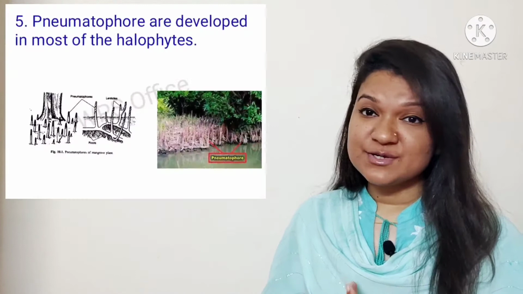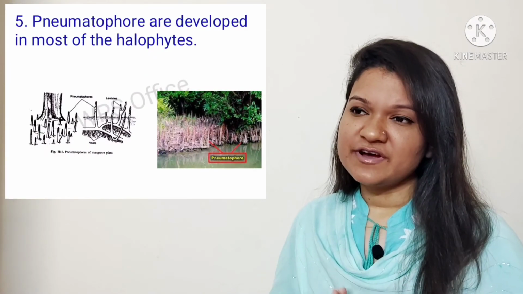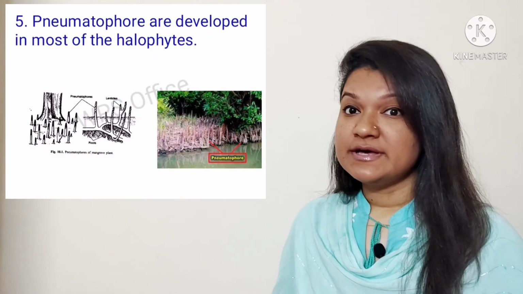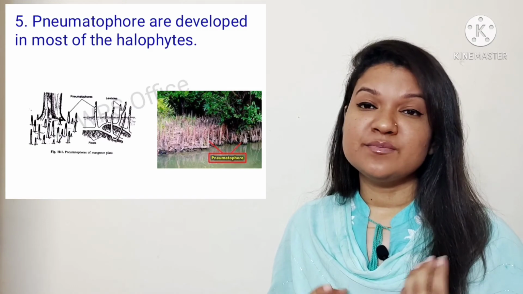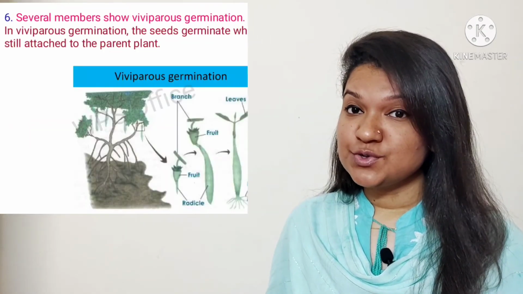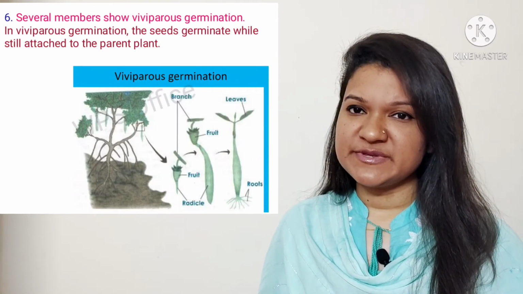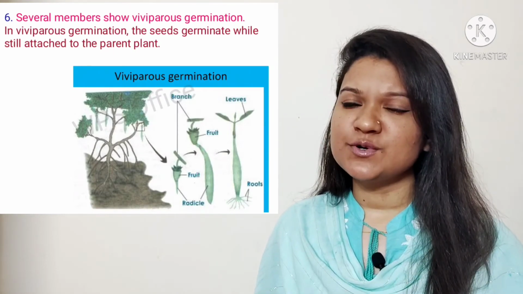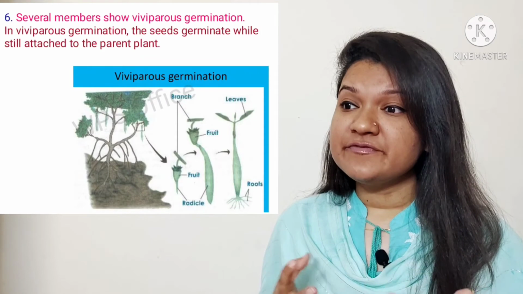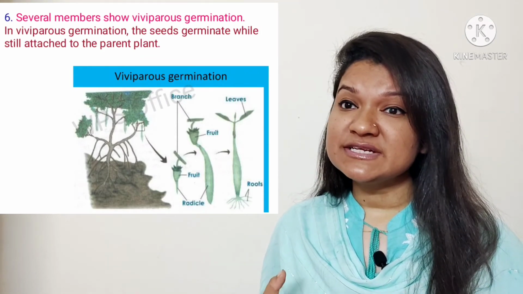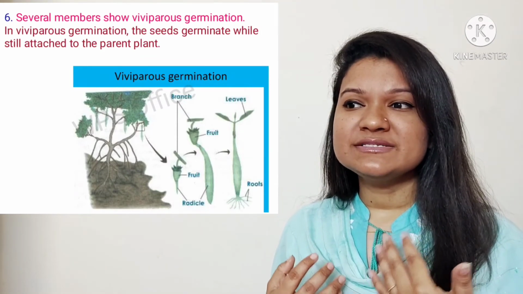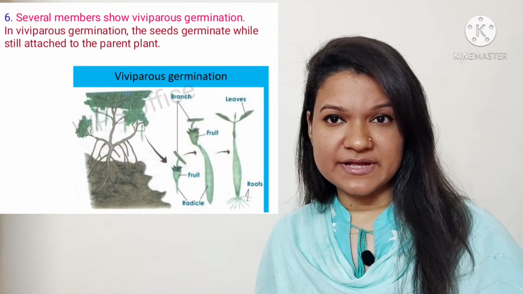The very uncommon characteristic of halophytes is pneumatophores. Pneumatophores are developed in most of the halophytes. Halophytes show viviparous germination. That's a very uncommon germination. In viviparous germination, the seeds germinate while still attached to the parent plant.